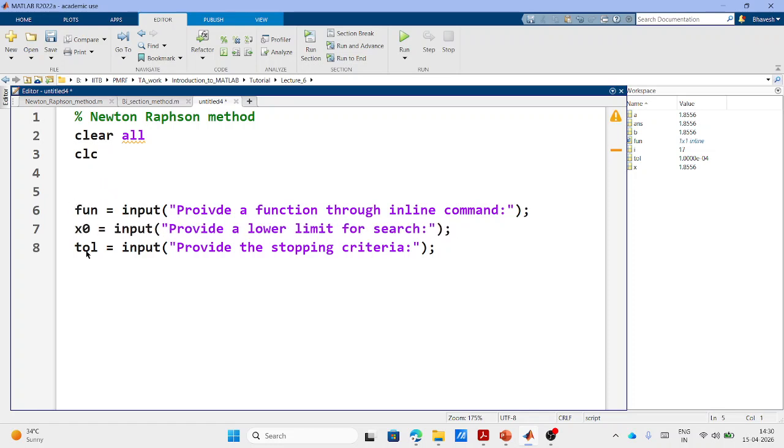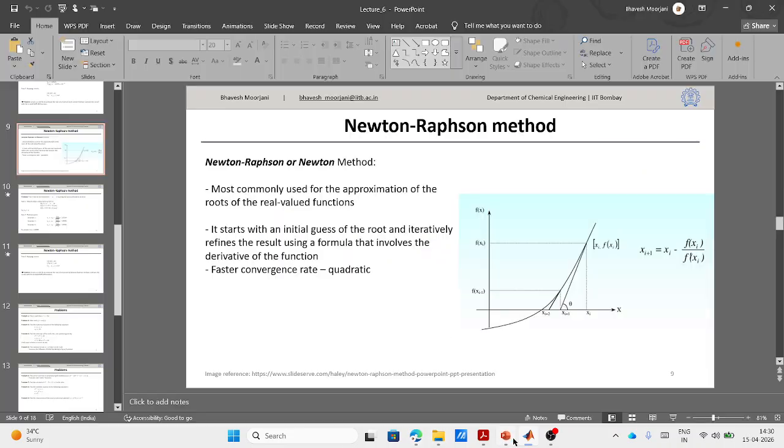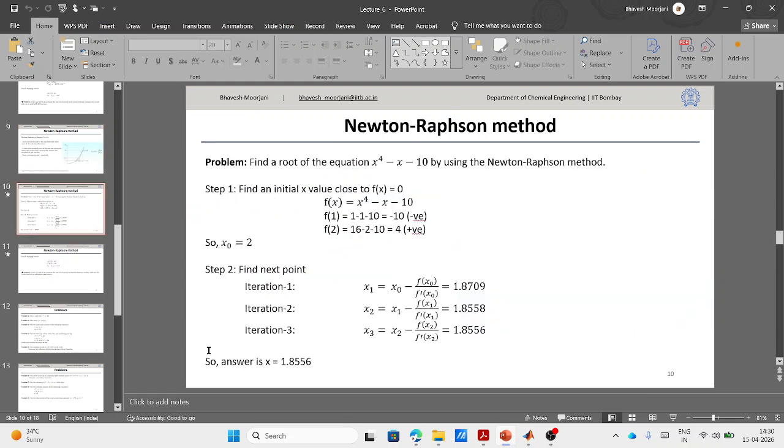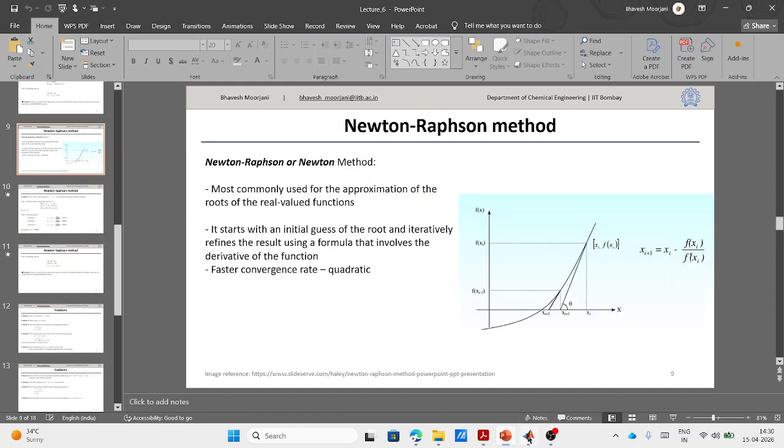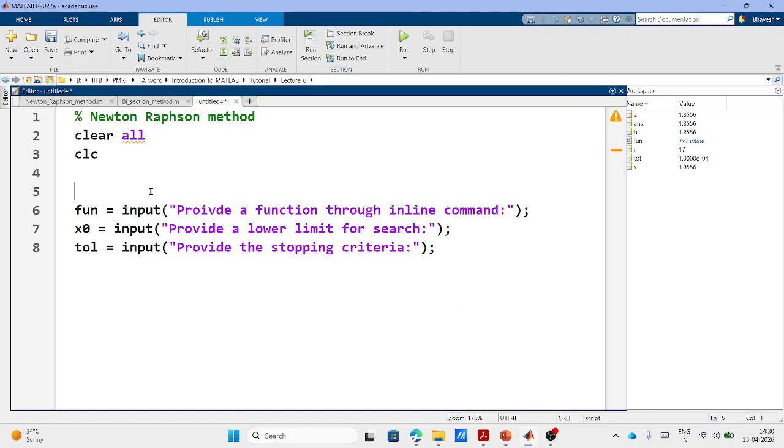So here one thing, since we have to use the derivative of the function also, what I will do is I will use the function definition through the symbols command, right? So I will write a symbol x, and I will write input, provide a function through symbol x.